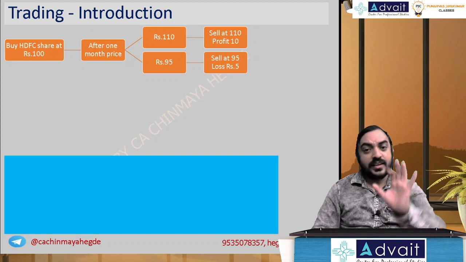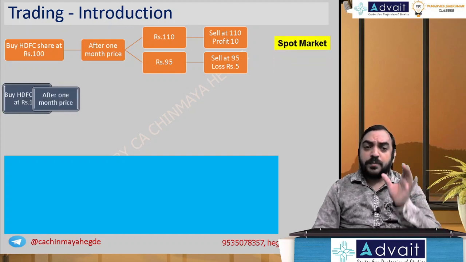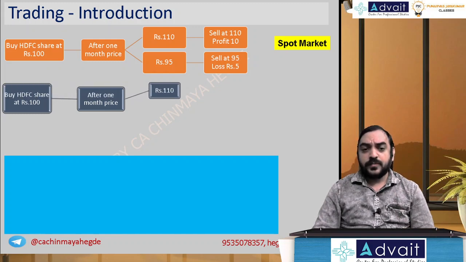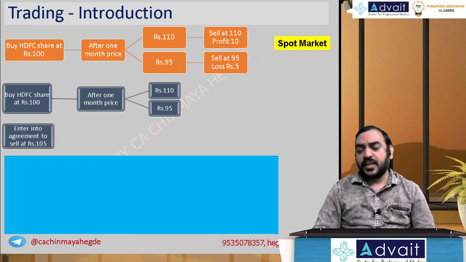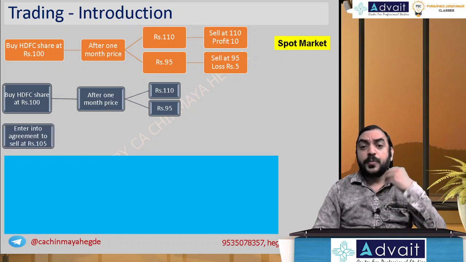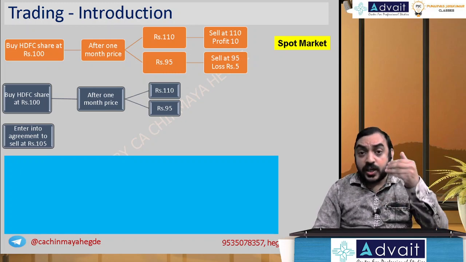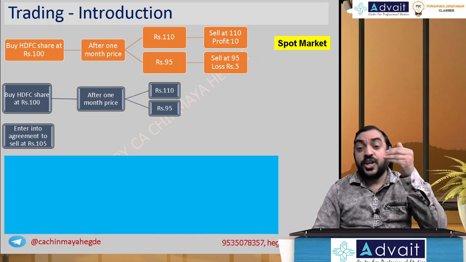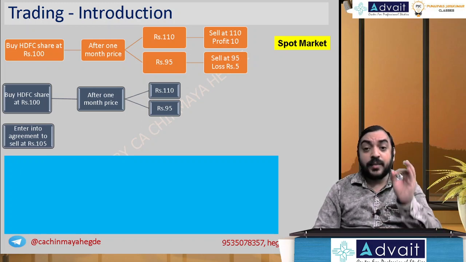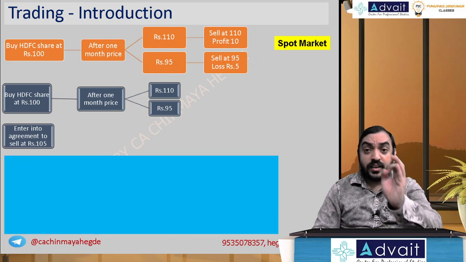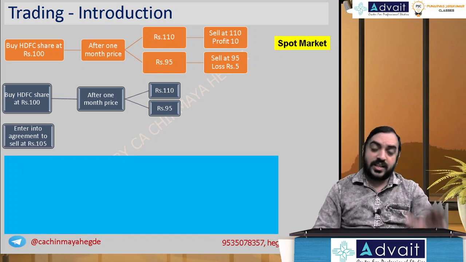That is the spot segment, the cash and carry segment. So in the spot market, you have this situation of 110 making a profit, 95 making a loss. So you want a protection. What do you do? You enter into an agreement to sell at 105. You sign a contract at a fixed price, an agreement to sell a share at a particular price. The price is fixed today itself.